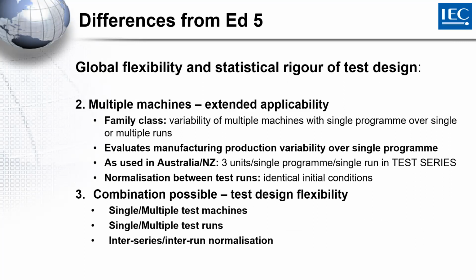For multiple machines, we extended the applicability, and I won't run through that again, but as it's used in Australia and New Zealand, there 3 units on a single program and a single run in a test series are intended to represent the population sample. And normalization between runs ensures identical initial conditions. But there's also a combination possible. You can have single, multiple test machines. You can have single, multiple test runs, and there can be interseries or interrun normalization. Again, to give the greatest flexibility for worldwide application. Next, please.